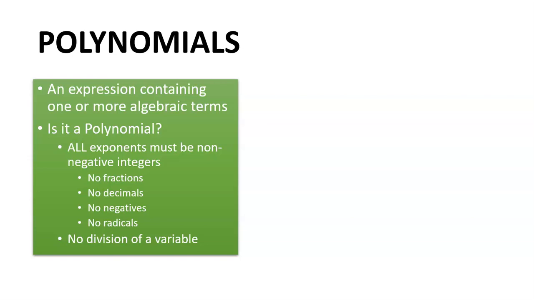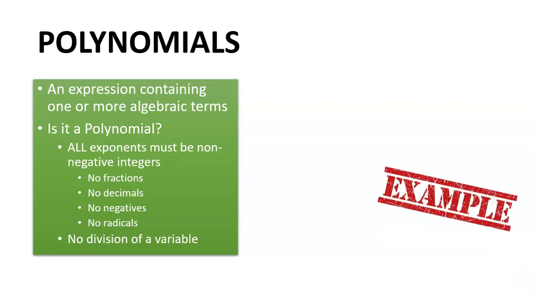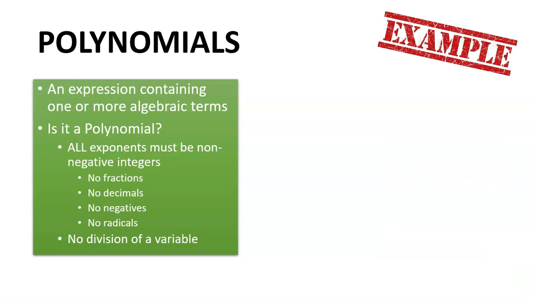To figure that out, first of all, the exponents within the terms have to be non-negative integers. So that means that your exponents cannot have a fraction, a decimal, a negative, or a radical. Another thing to look for is you cannot divide by a variable. So no letters on the bottom. So let's look at some examples here.